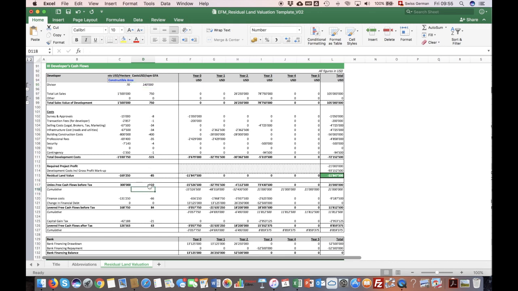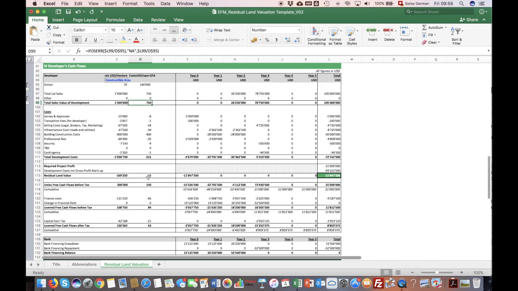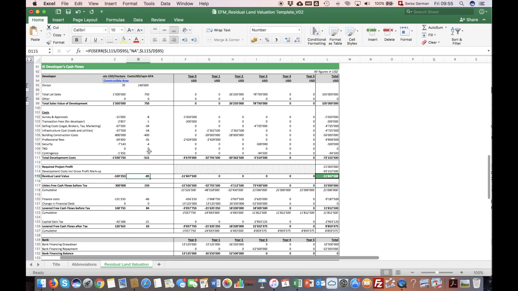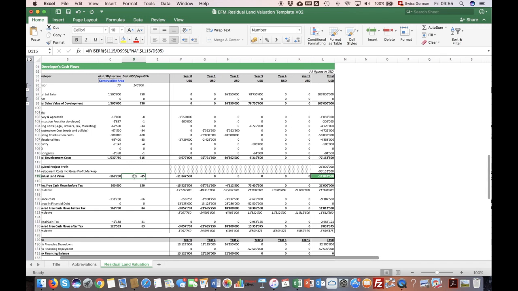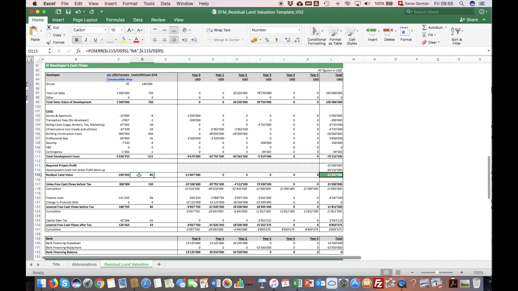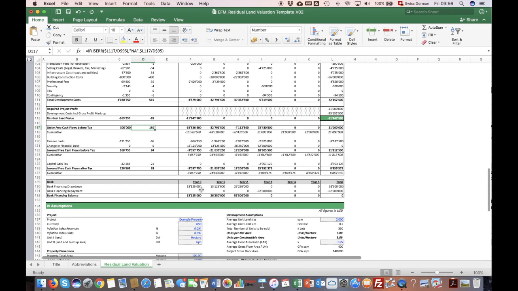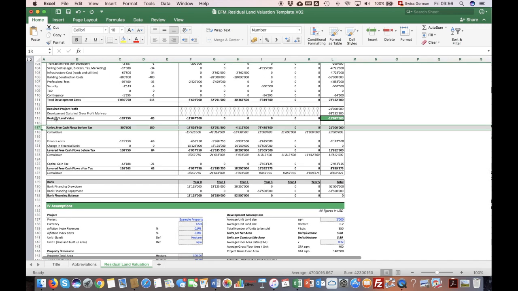You see here, based on this calculation, he sells at 750 per square meter. His costs are 515, $85 per square meter of land, and then the profit is 150 per square meter of GFA. And we can go now even further. If he has to pay this 11.8 million for the land, we know his unlevered free cash flow.